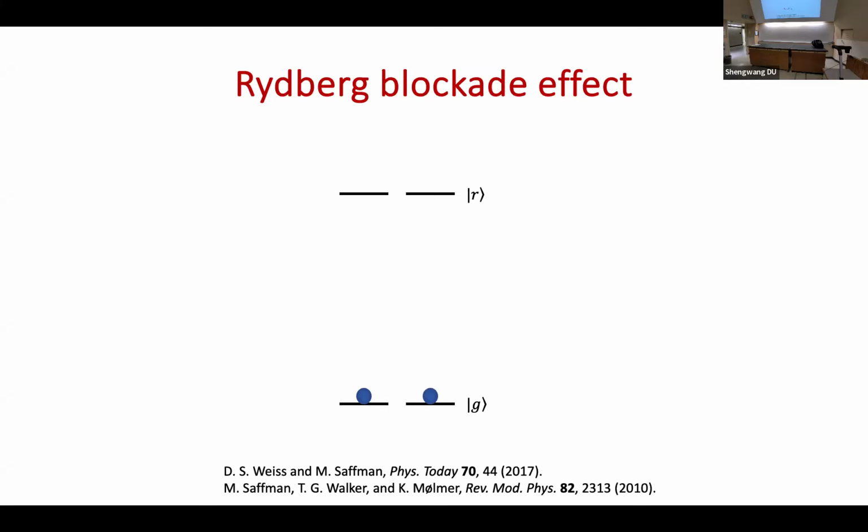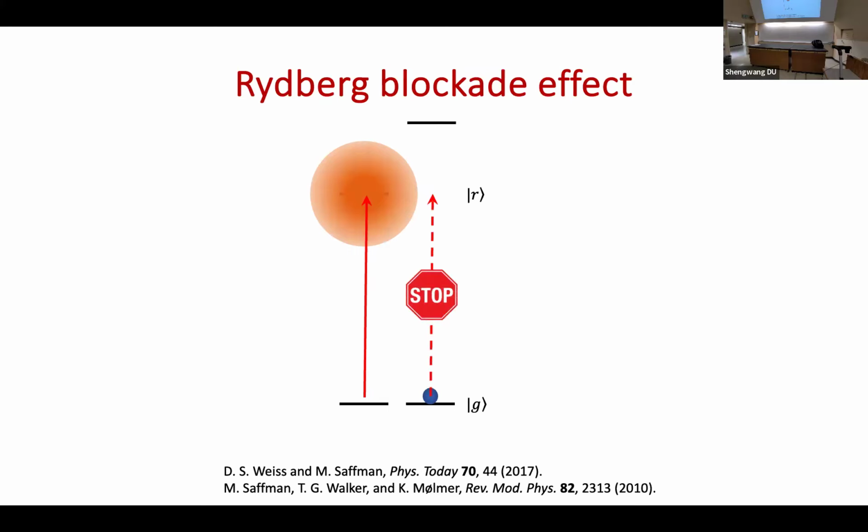So when it is this far away, if we excite this electron into the Rydberg state, the atom becomes very big. It will talk to this other atom, having interaction with the electron in that atom, so it will shift the energy level up. Then if you apply another light to excite that atom, you find that the energy level is missing, so the process just stops. This is called the Rydberg blockade effect.